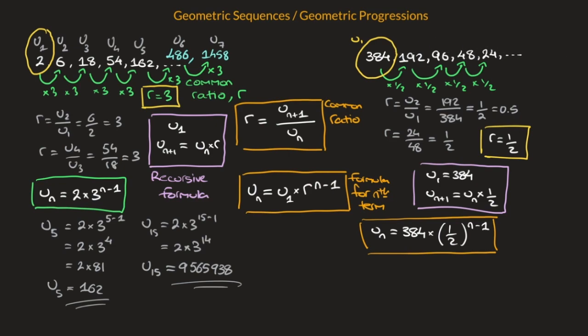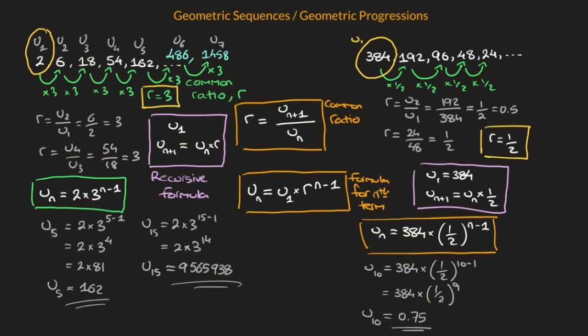So say, for instance, I wanted to find the 10th term in this sequence, then all I would have to do is replace every n I see by 10. And that would lead to u sub 10, or u10, equals 384 times 1 over 2 raised to the power of 10 minus 1. That turns into 384 times 1 over 2 raised to the power of 9, and by all means check, but with a calculator I find that u sub 10, the 10th term, is equal to 0.75.